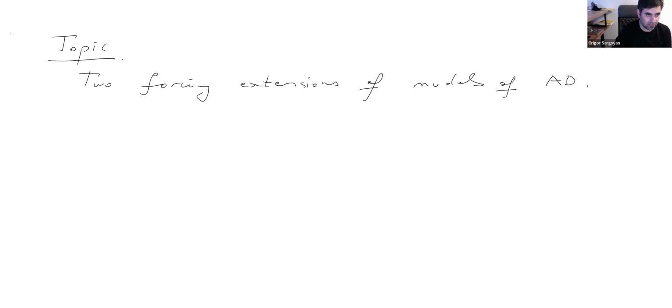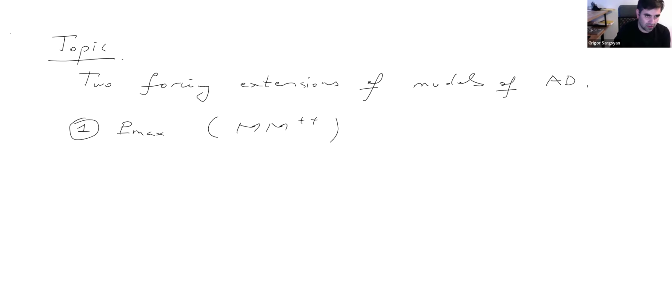So the topic we want to investigate is basically that there are two forcing extensions of models of AD that are developed by Woodin. The first one is very famous. A lot of people study it. It's the Pmax extension, or I actually like to call it the MM++ model, or you can call it the star model. It's when you force with Pmax.